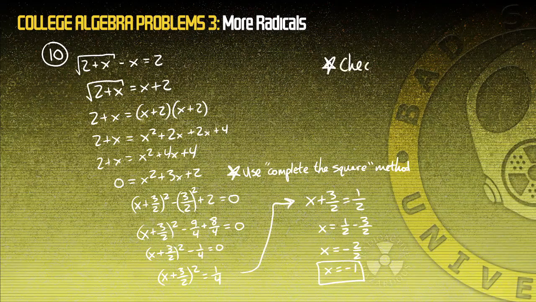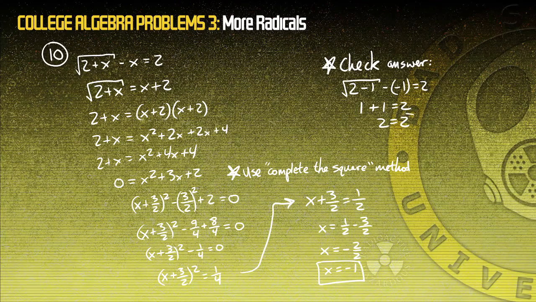And then we want to check the answer. Square root of 2 minus 1 minus negative 1 equals 2. So the square root of 2 minus 1 is just 1. And then minus negative 1 is plus 1 equals 2. 2 does indeed equal 2, and we're good.